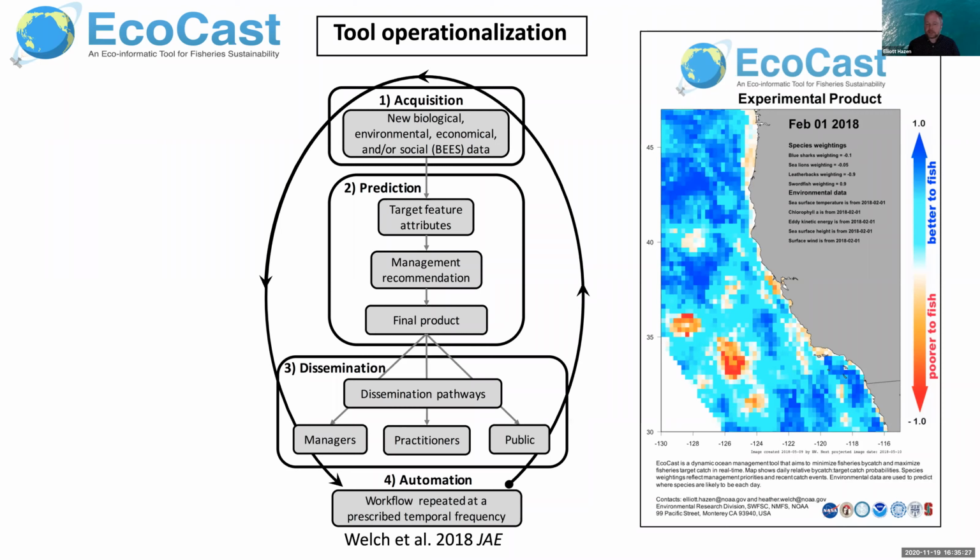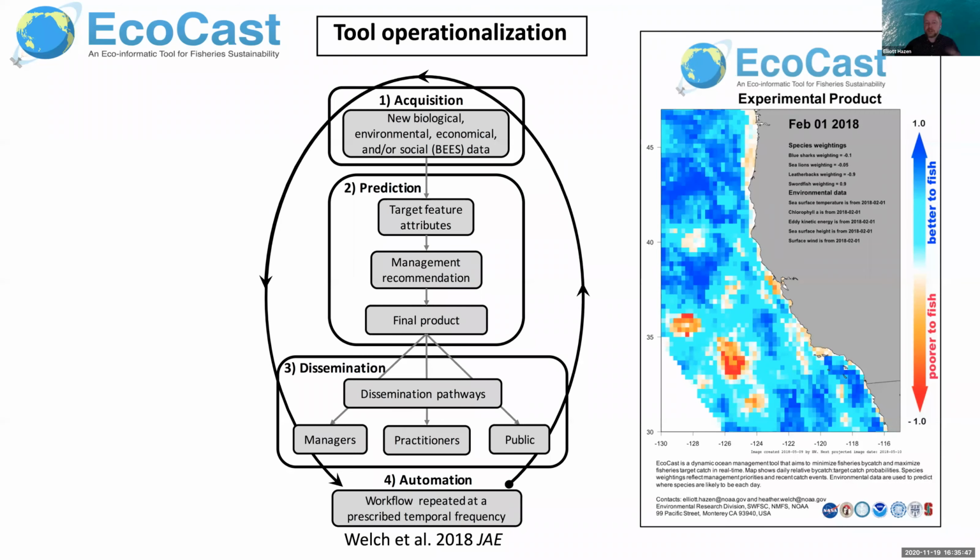So we actually have different dissemination pathways where we create the map product on the right. We have a Shiny app, again, that Heather Welch created, that is really useful if you want to dig into the different weightings and understand how those change the final output. And then also a public, general website that describes why EcoCast was created and what these images mean.